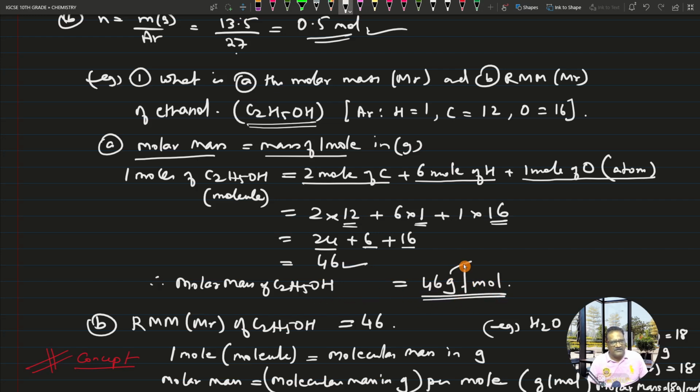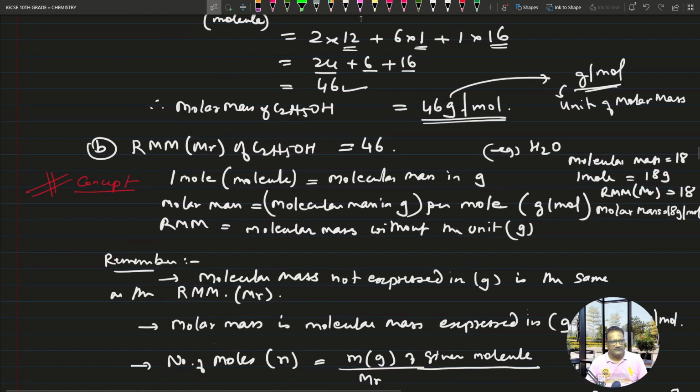Now here you remember this gram per mole, this is the unit of molar mass. What is molar mass? Molar mass is the mass in grams of 1 mole of a substance. That is why the unit is gram per mole. For 1 mole, the mass will be 46 gram for ethanol. Is that understood? Okay, fine.